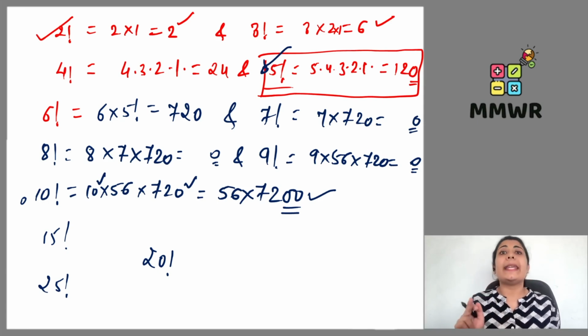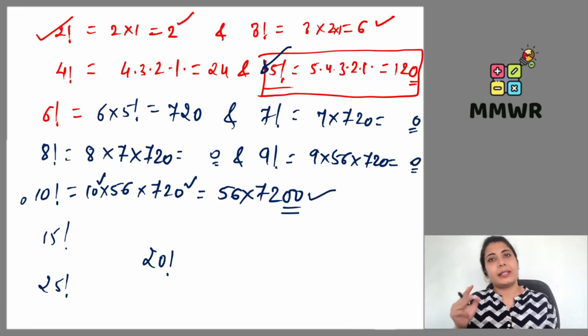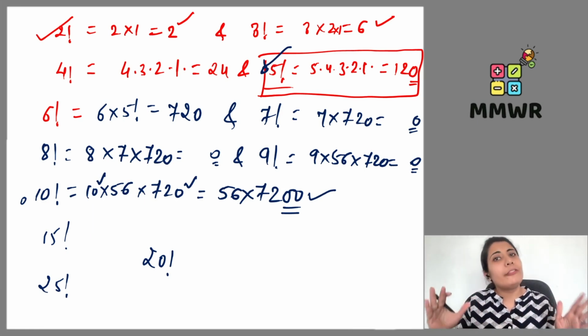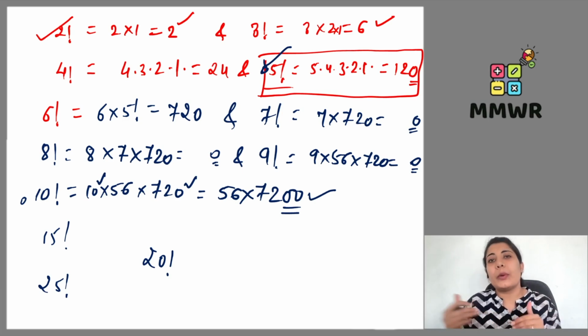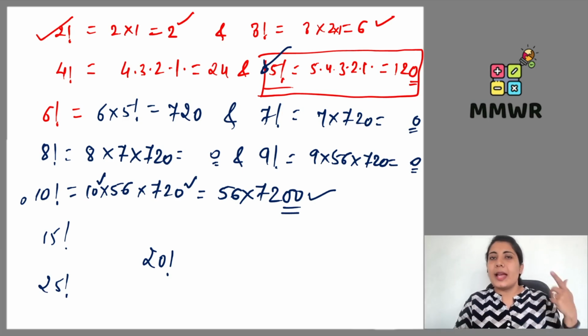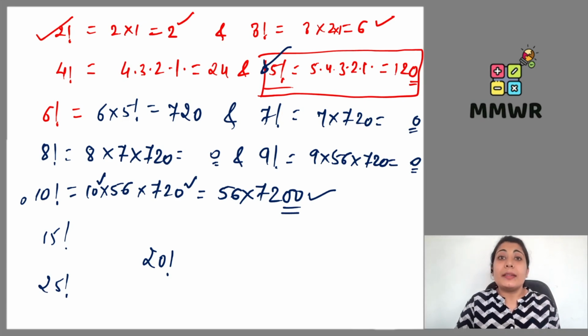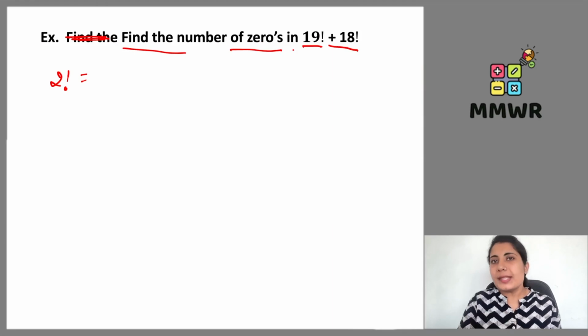15 factorial, again it will have 3 zeros. Then 16, 17, 18, 19 factorials will have 3 zeros only. As soon as we reach 20 factorial, we'll have 4 zeros. So likewise, we can remember that the zeros keep increasing one by one the moment we meet another 5. So the thing is, यहाँ पर हम ये क्यों डिस्कस कर रहे हैं?